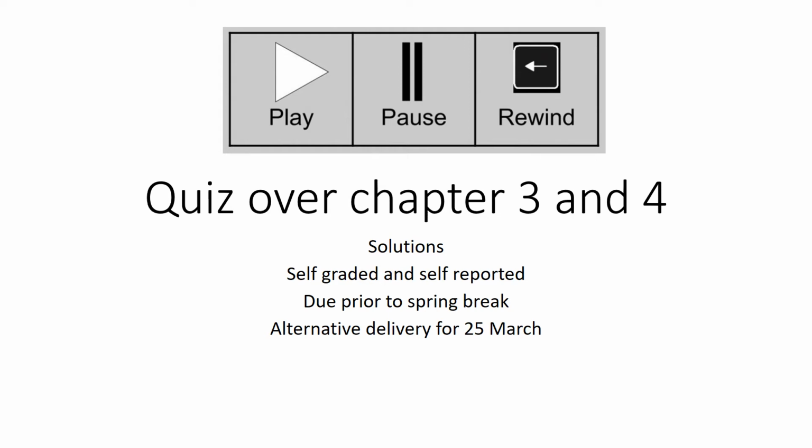Hello, this is Alternative Delivery for Math 1115 for the 25th of March. We're going to go over the quiz that you've worked on for Chapters 3 and 4, and I will be going over the solutions. This is to be self-graded and self-reported prior to spring break. We'll say a little bit more about that later.